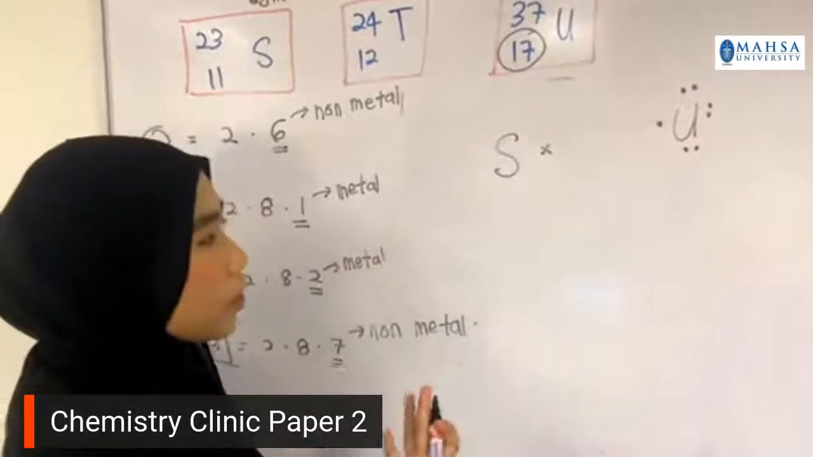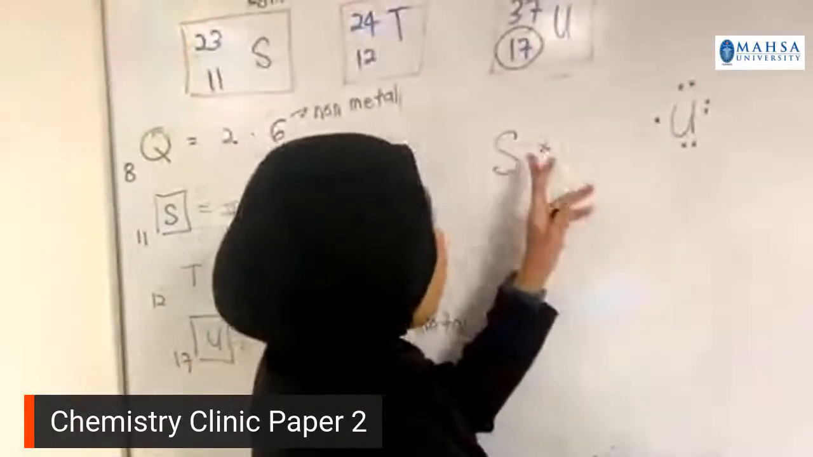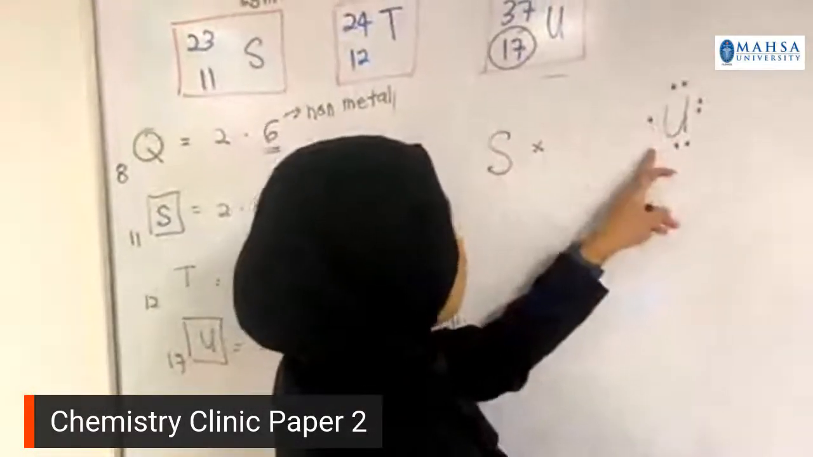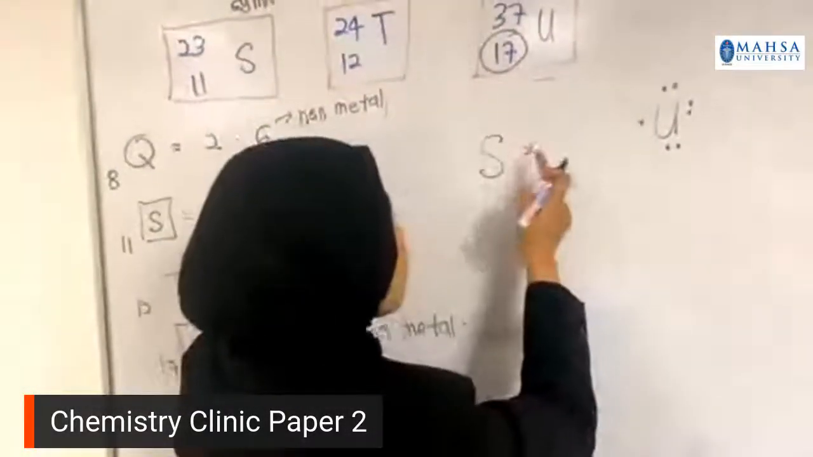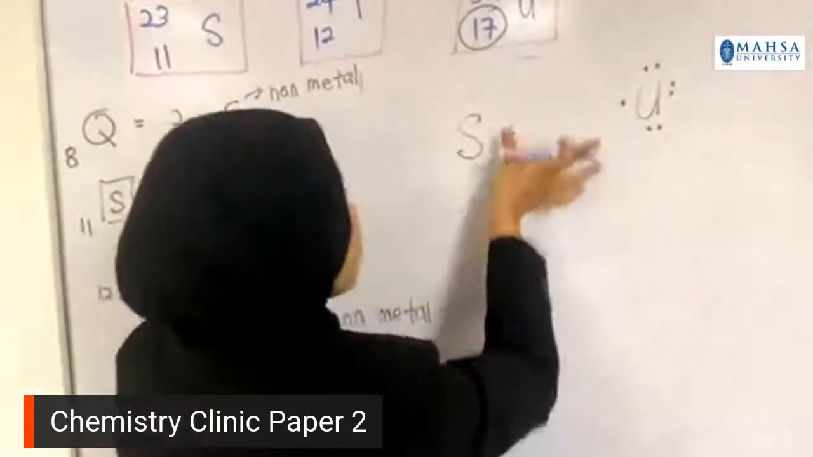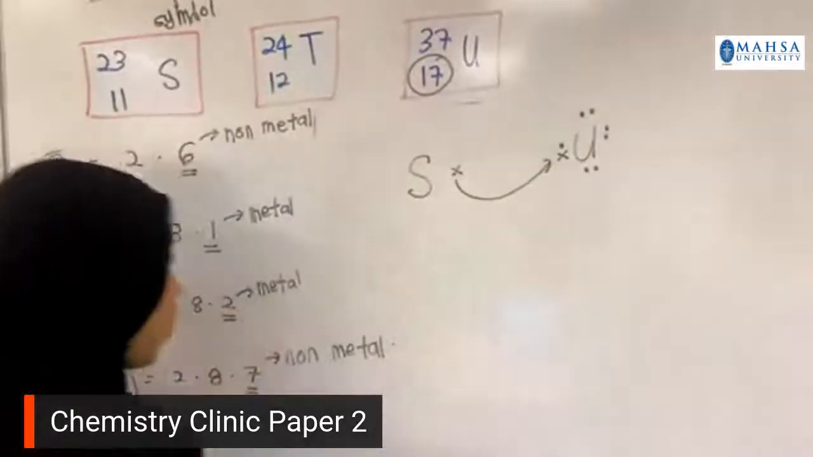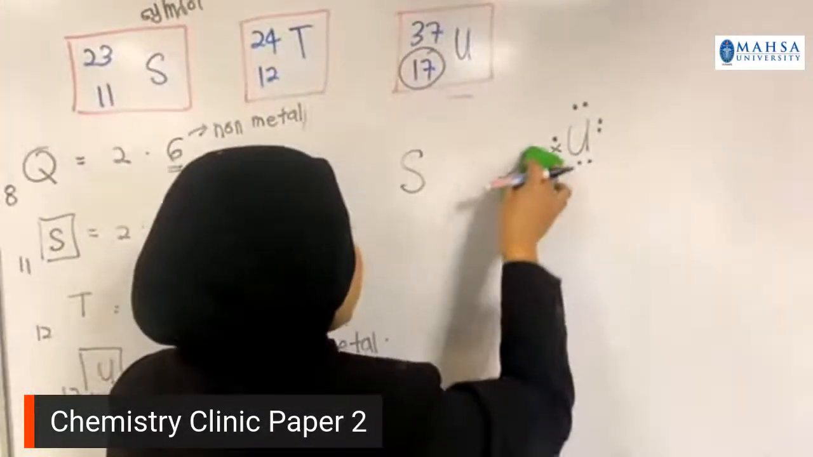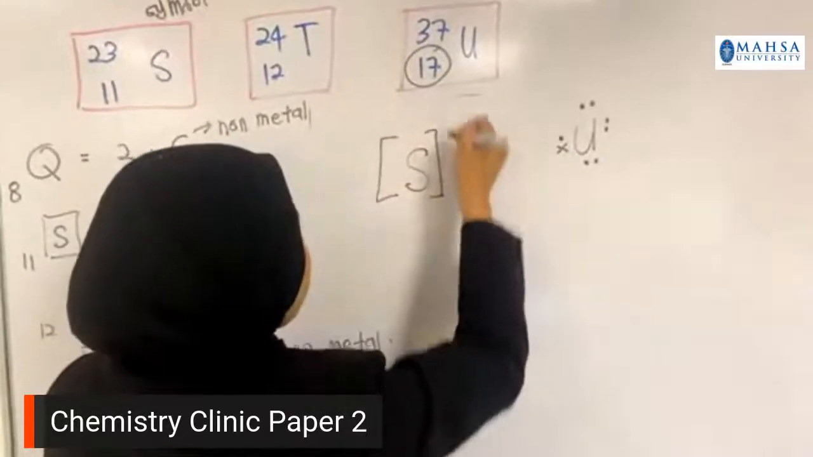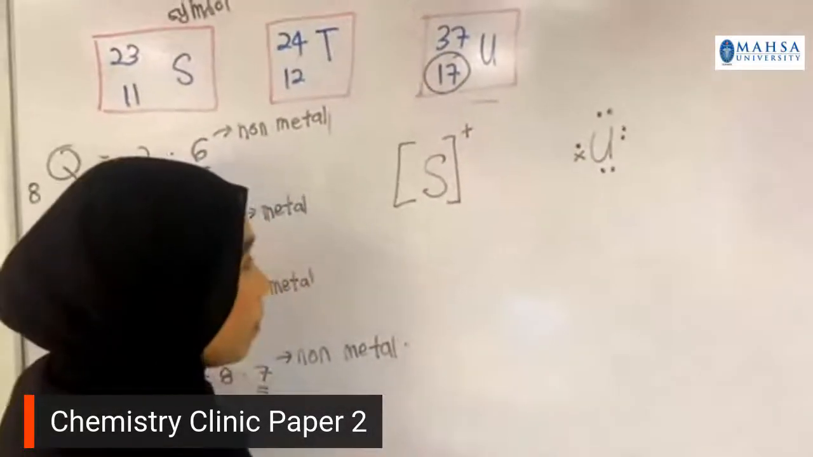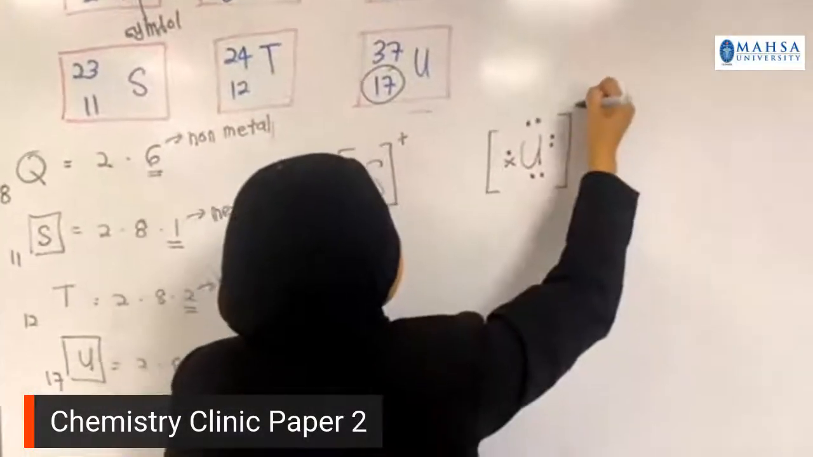Okay, so in order to make it stable, how many do I need? I need 8. So either S gives to U or U gives to S. For sure, the movement of electron will be easier here, because only one electron moves. So this S will donate to U. Once it donates, there is no more, right? So what happened to this S? S already donated, so it has become positive. And then U already accepted, so it will become negative.